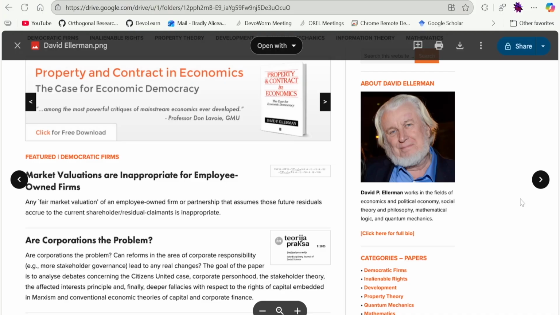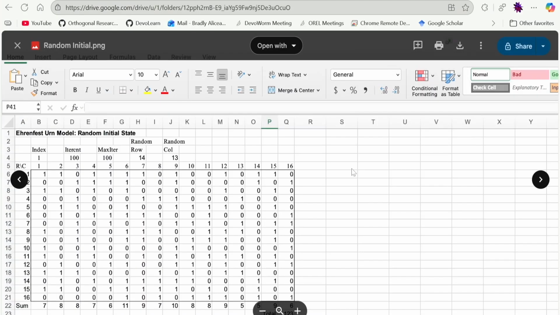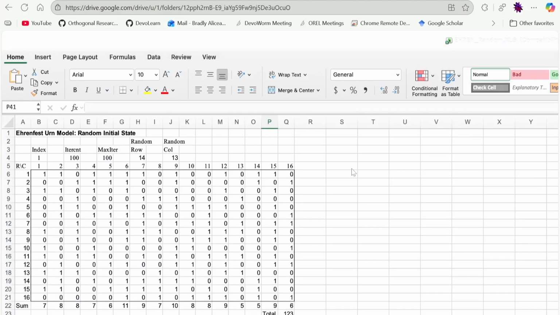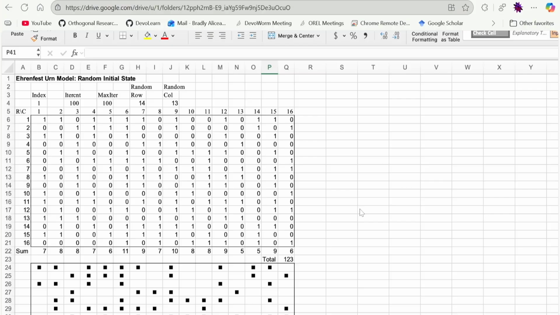The book itself proposes these bead games. It proposes different types of strategies for playing them. And then he's taken some of those things out of the book and run some simulations in spreadsheets. One of the things he talks about is the Ehrenfest-Earn model. There are a couple of versions of this. This is with the random initial state. If you go to the book and look up the Ehrenfest-Earn model, you'll find that.